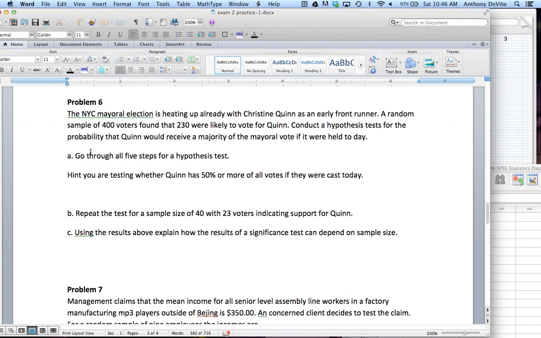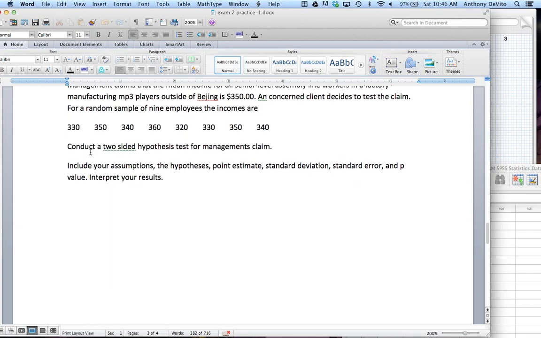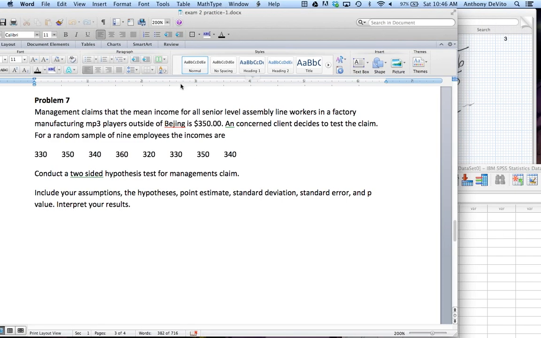Take to that. Okay, so now let's try and find one where we do some hypothesis testing. Okay, problem 7 looks like one, right? Management claims that the mean income for all senior assembly line workers manufacturing MP3 players is $350. A concerned client decides to test that claim for a random sample of 9 employees whose incomes are below. Construct a two-sided hypothesis test for management's claims.